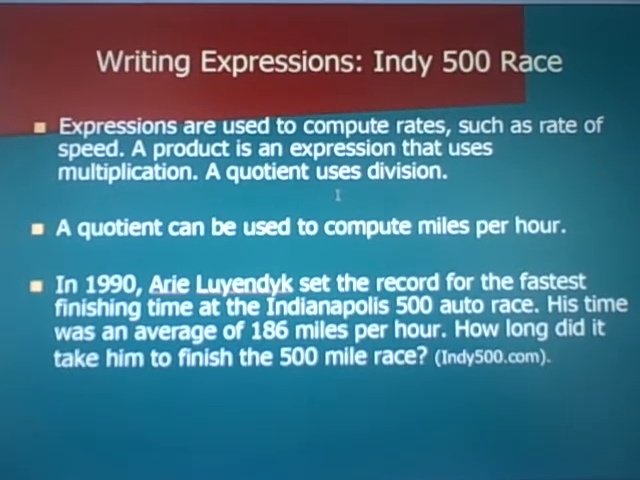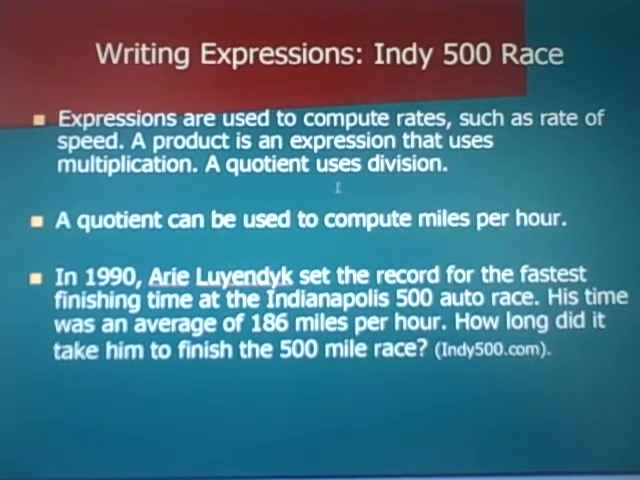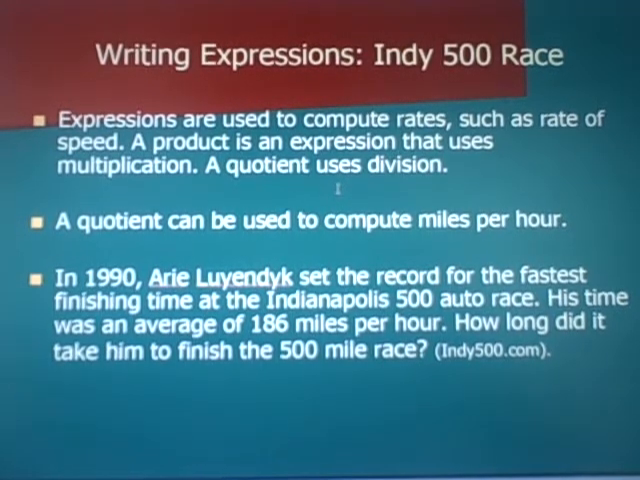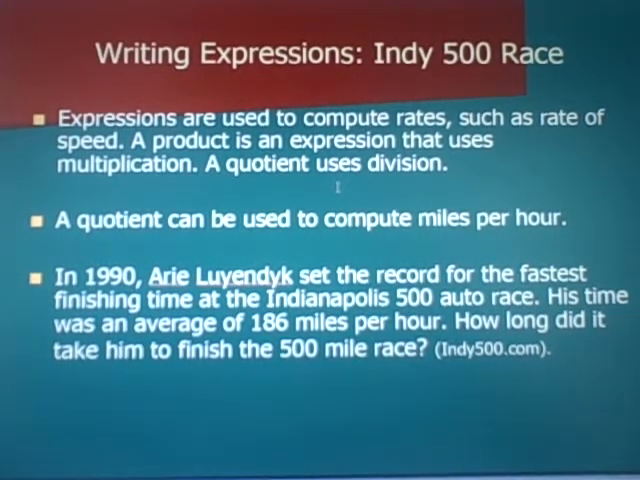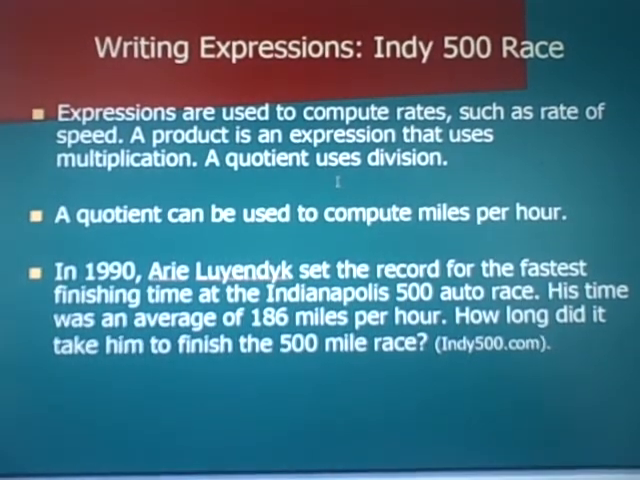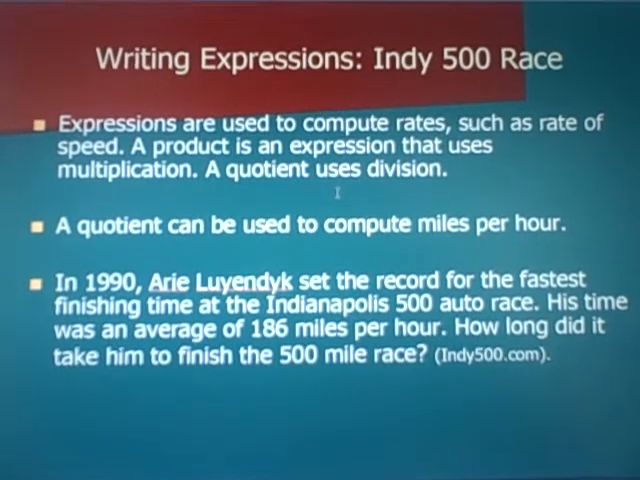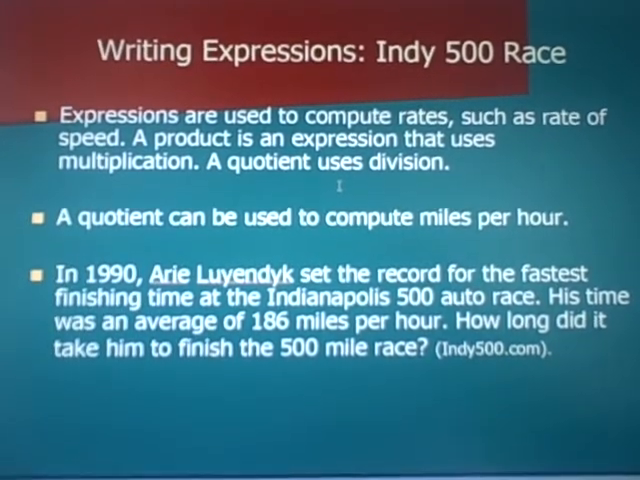Here's an example. If any of you have seen auto racing, in 1990, Arie Luyendyk set the record for the fastest finishing time at the Indianapolis 500 auto race. We all see it on Memorial Day weekend. His time was an average of 186 miles per hour. And the question is, how long did it take him to finish the 500-mile race? What was his time?